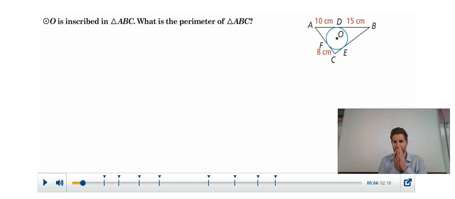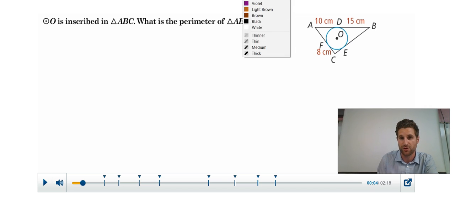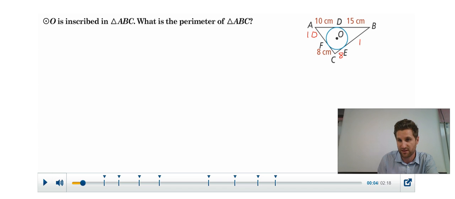Okay, so this is our last one here, and we have a circle O, which you see is inscribed inside triangle ABC. What is the perimeter of the triangle? So inscribed means each of those lines is only hitting the circle at one point. And so what we know, according to our theorem, is that if we have a mutual point on the outside and the segments are tangent to the circle, they're equidistant. So if that's 10, we know this is 10. If that's 8, we know this is 8. And if that's 15, then this is 15.